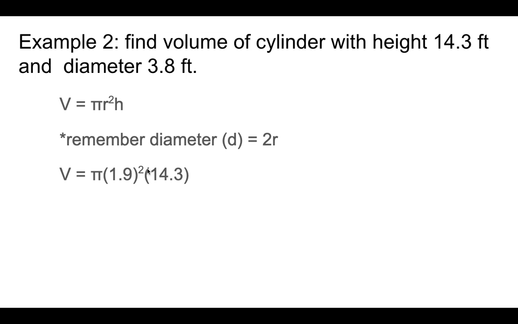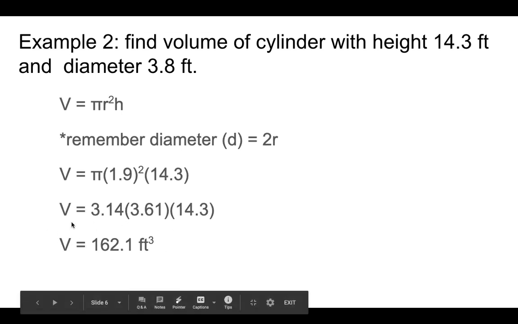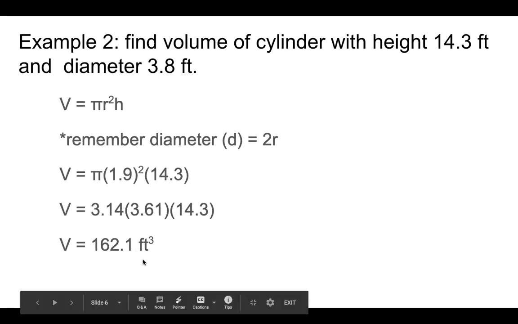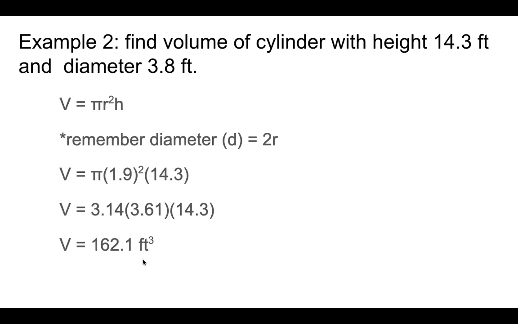So that's going to be squared, and then we can multiply by the height. If we put 3.14 times 3.61, because 1.9 squared is 3.61, times 14.3. If I put those three numbers into my calculator, multiplying them, I get 162.1 feet cubed. So you should get about that answer. It'll depend how you rounded things through here, so it should be fairly close to that. Don't worry if it's not exactly the same.